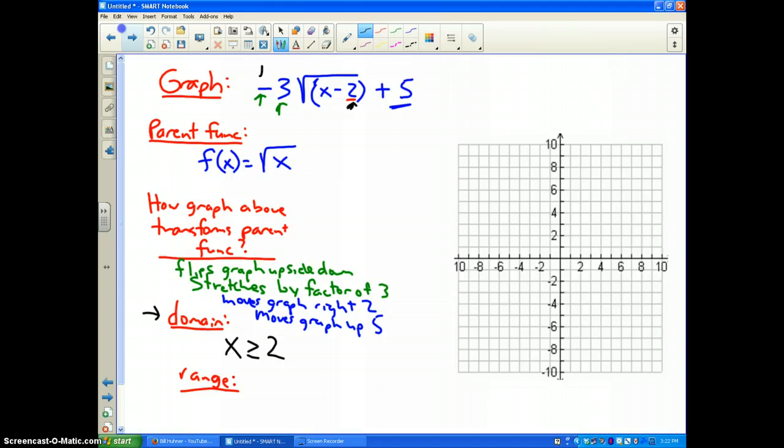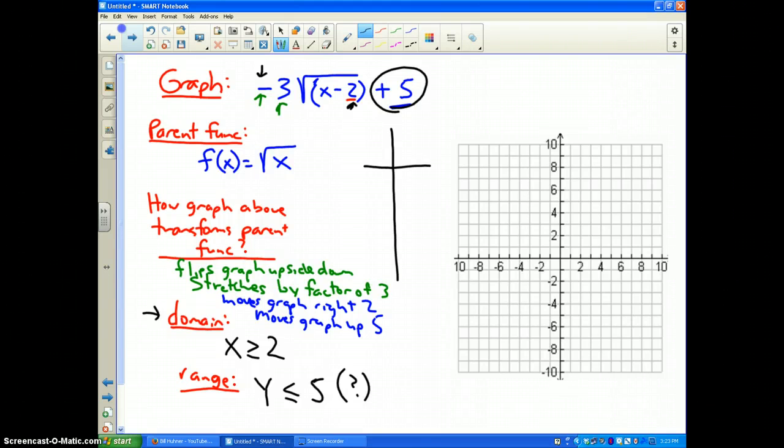Now, what's the range? Well, the problem is this graph is flipped upside down. It says positive 5, but I believe that the range, and we can correct ourselves here at the end, is going to be all y values that are, we'll have to test this out. I believe it may be less than or equal to 5, but we're going to give it a try here in just a second. So I'm going to put a question mark there.